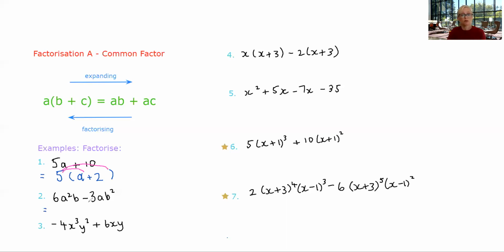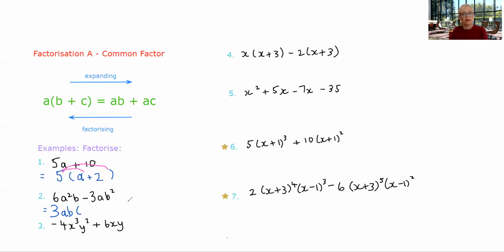Now, if you have slightly more complicated expressions like this, I like to look at the number part and then my A part and then my B part separately. Look at your 6 and your 3. What's the highest common factor there? It's 3, isn't it? Look at our A squared and our A. We can take out the lower power, which is A. And we've got a B and a B squared, so we can take out a B.